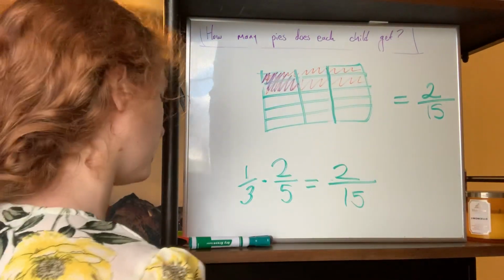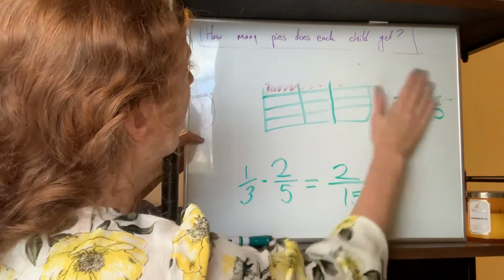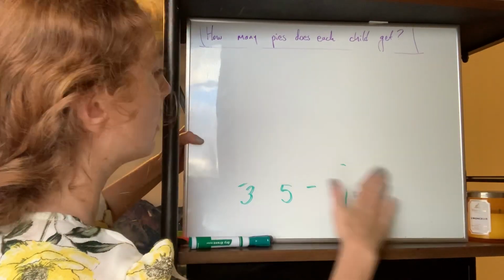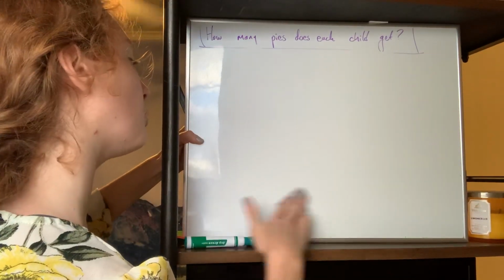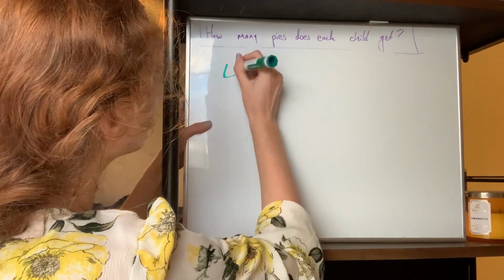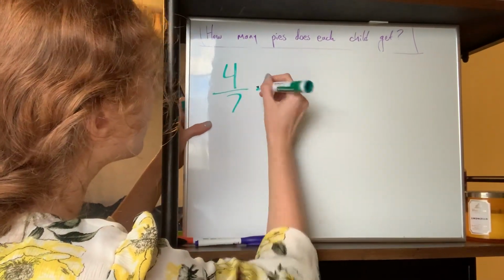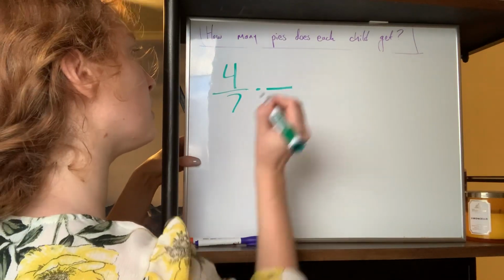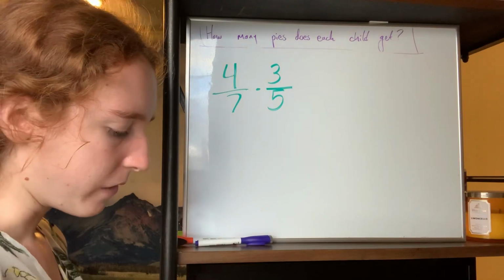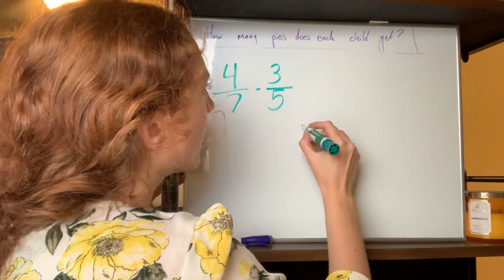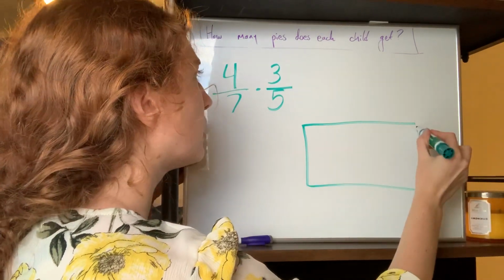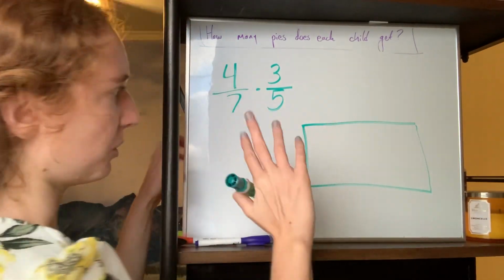All right, let's try one with a little bit different numbers. Okay. So let's say 4/7 times, let's say 3/5. Okay. Well, I'll start thinking about what 3/5 is. I can start with 4/7 or 3/5 because multiplication is commutative.